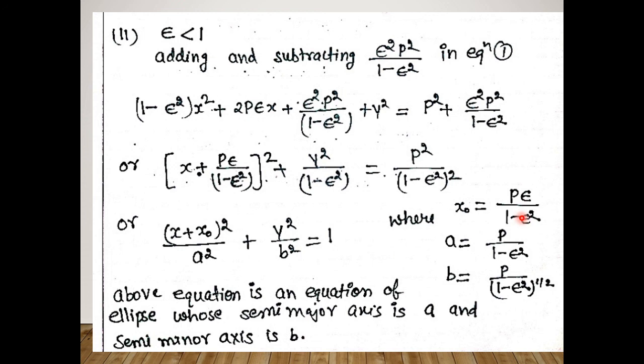Where x0 equals p epsilon upon 1 minus epsilon square, a equals p upon 1 minus epsilon square, and b equals p upon square root of 1 minus epsilon square. By putting all these values in this equation and rearranging, we get x plus x0 square upon a square plus y square upon b square equals 1. This is the equation of an ellipse whose semi-major axis is a and semi-minor axis is b.